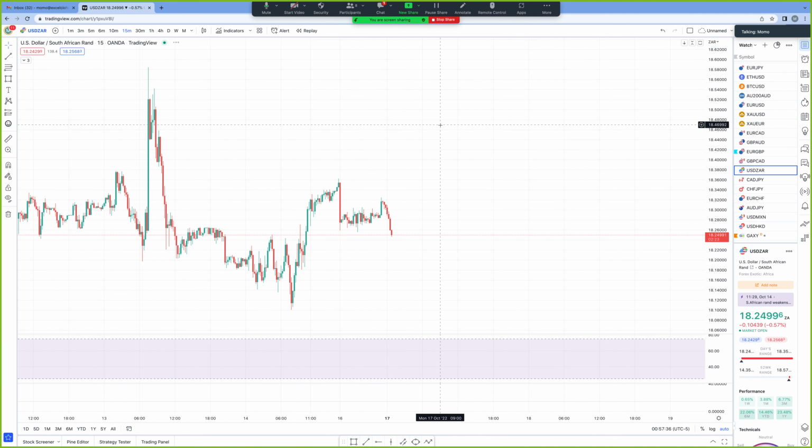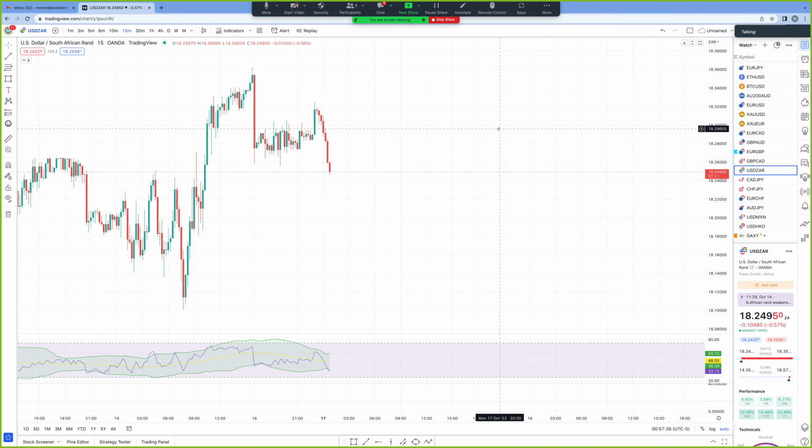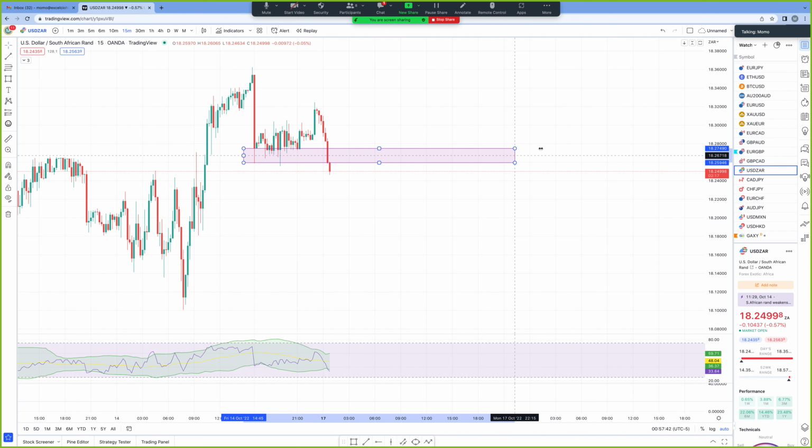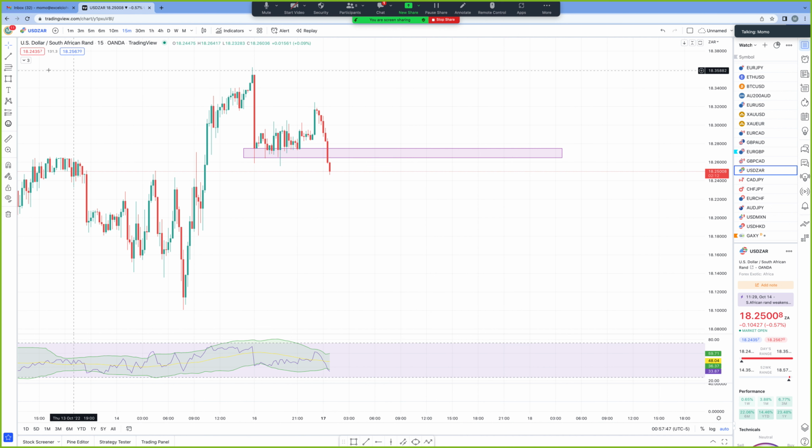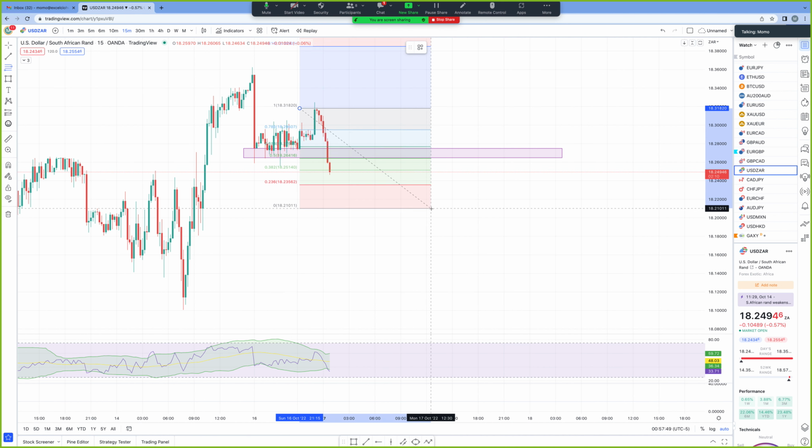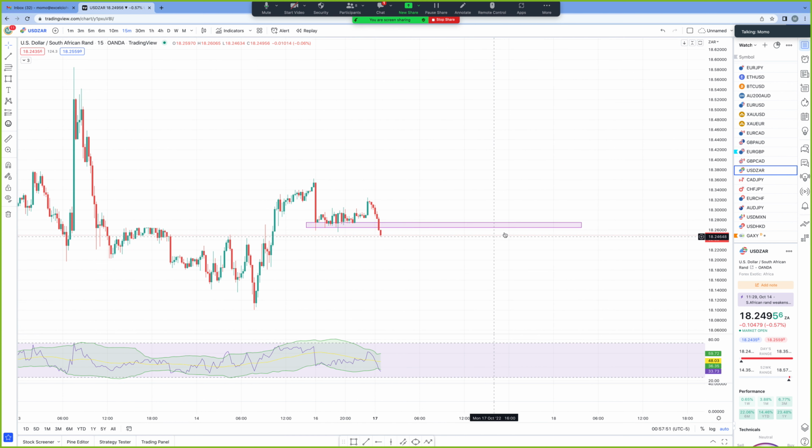USD ZAR, M15. We have a very recent zone here. Have to have very strong indication here to go short. The mark up of Fibonacci once price hits the bottom. And we'll look for a setup to go short there.